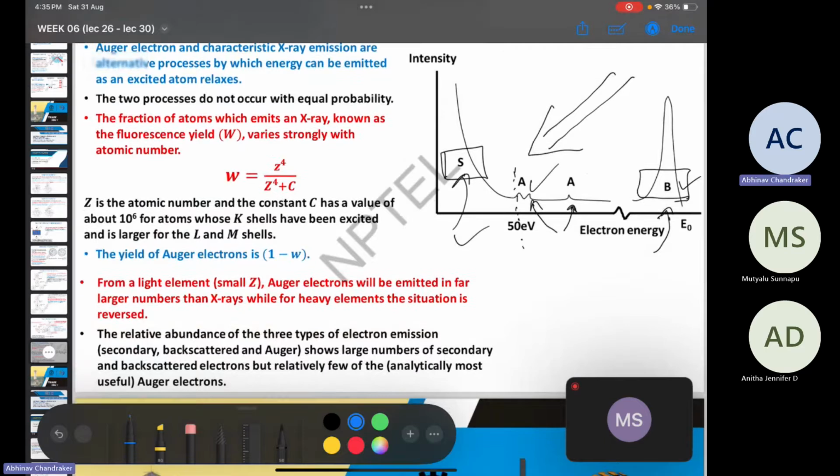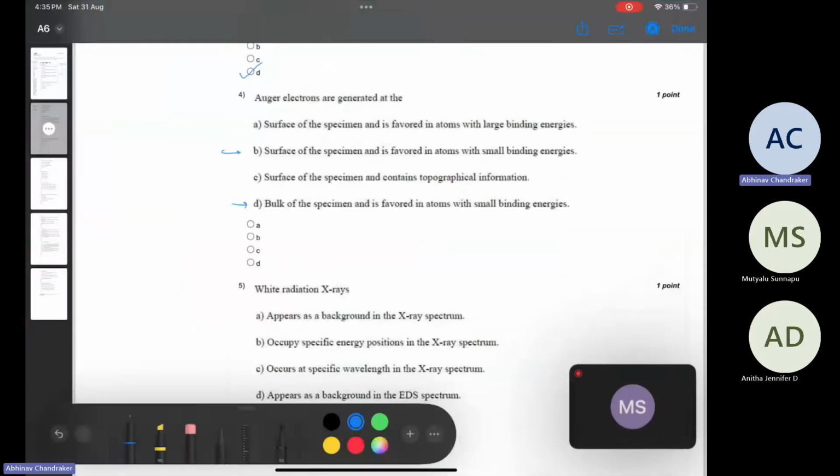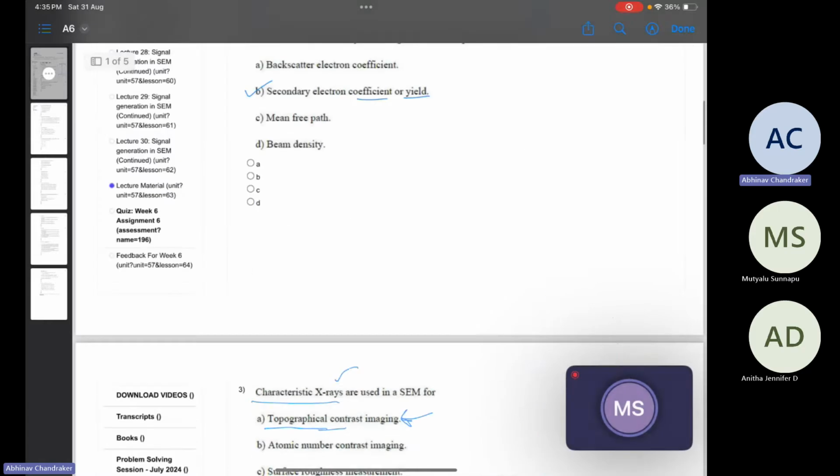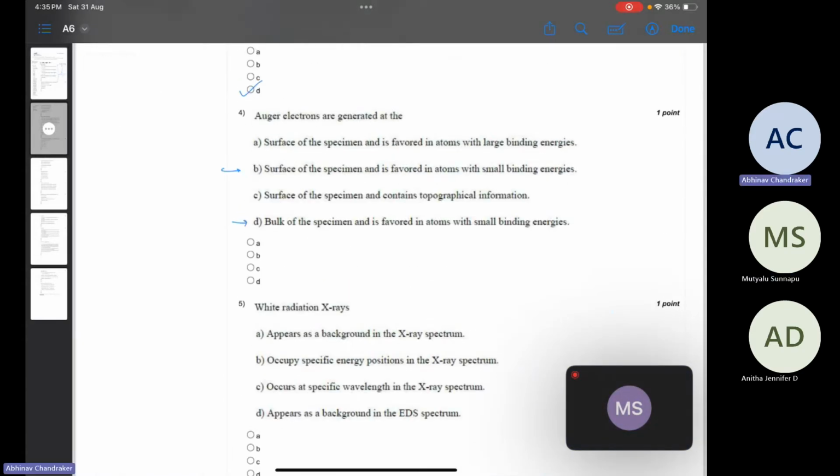Also, Auger electrons are more likely to be generated from lighter elements, while the X-ray generation, which is the alternate process, is more likely for the heavier elements. So if we look at the options, can you now tell which will be the right one? Fourth question.